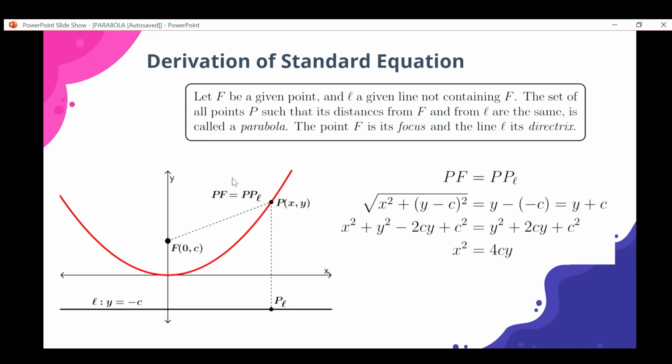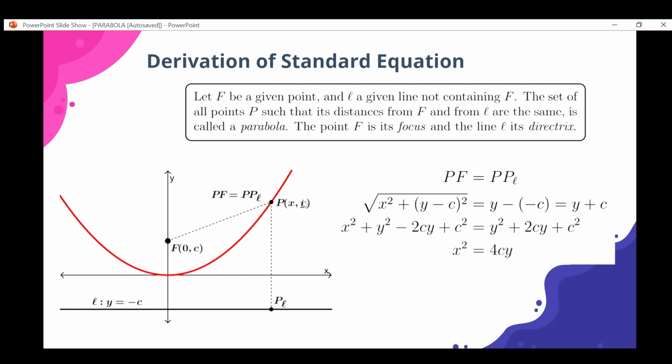To derive the equation, we have two distances, and we will be equating these. The first distance is from the point on the parabola to our focus, or the fixed point. The second distance is from the point on the parabola to the fixed line, the directrix. Solving the distances, we will be applying the distance formula, which is the square root of (x sub 2 minus x sub 1) quantity squared, plus (y sub 2 minus y sub 1) quantity squared. Let's substitute the given points, letting our point (x, y) be x sub 2 and y sub 2, and point F be x sub 1 and y sub 1.